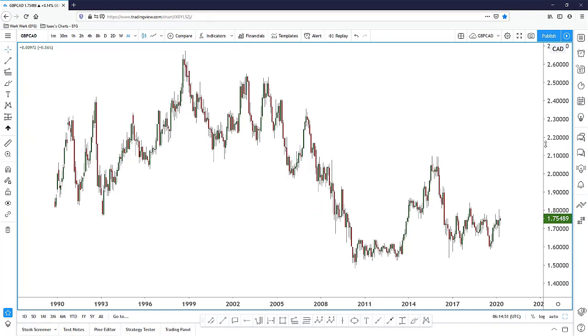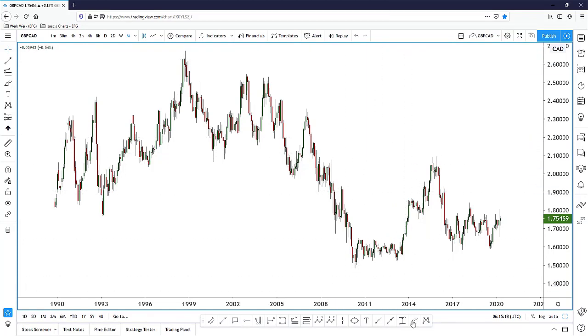So now for this pair, as with all other pairs, what we like to do is really to start off with a top-down approach. What that means is that we start off with the monthly and then we work our way down to the weekly, the daily, the 4 hour, and possibly even the 1 hour to look for trading strategies. And on each time frame, we will actually find the corresponding support and resistance levels.